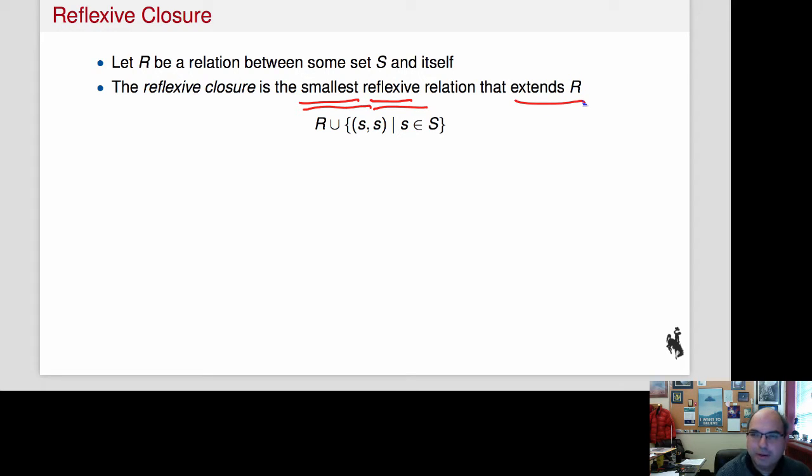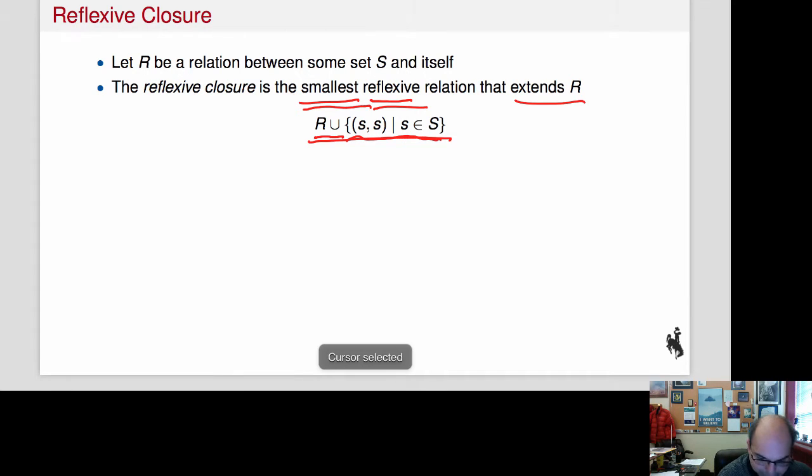So what do I mean by extend? Remember that R is a set of tuples. So something that extends it is like a superset. So the reflexive closure is going to have all the tuples in R and then a few more. So here it is. Notice that it's R union something, so it extends R. And then this is what we're adding. We're basically adding just the smallest possible reflexivity: the tuples (s, s) such that s belongs to our set, capital S.